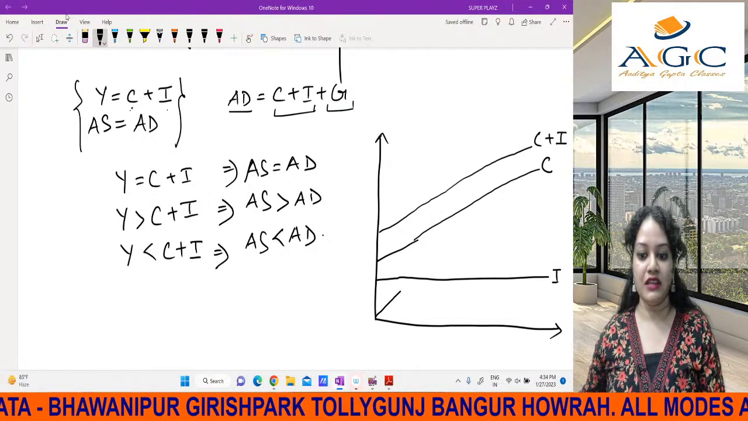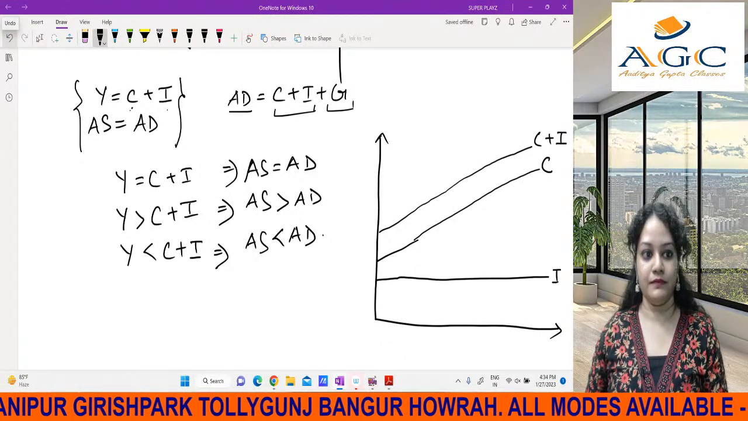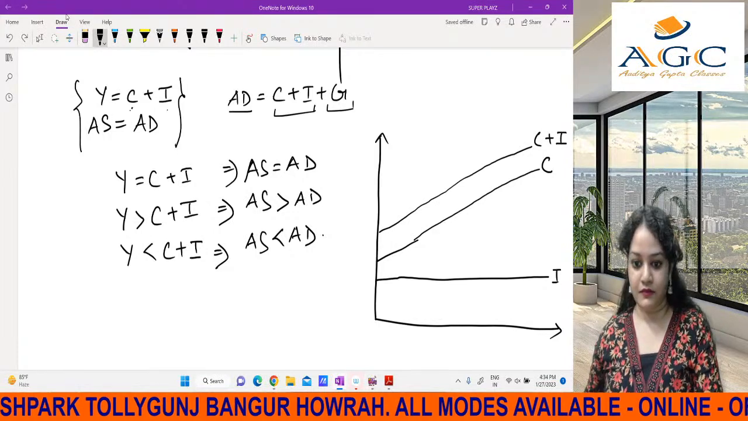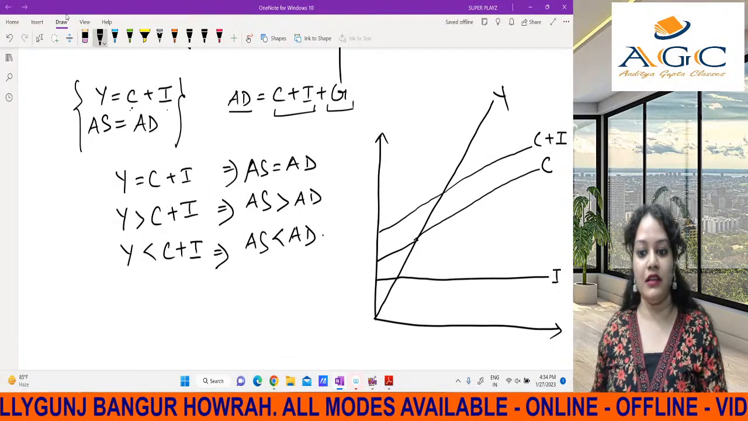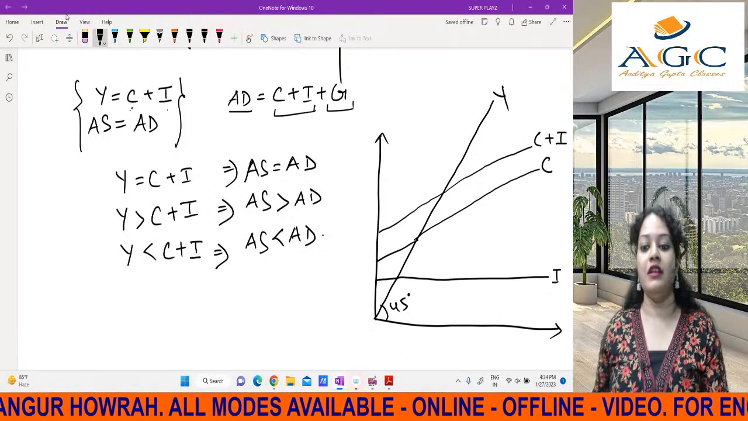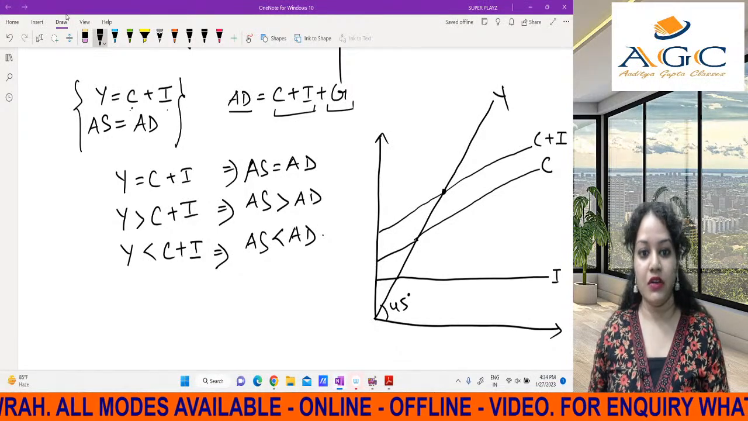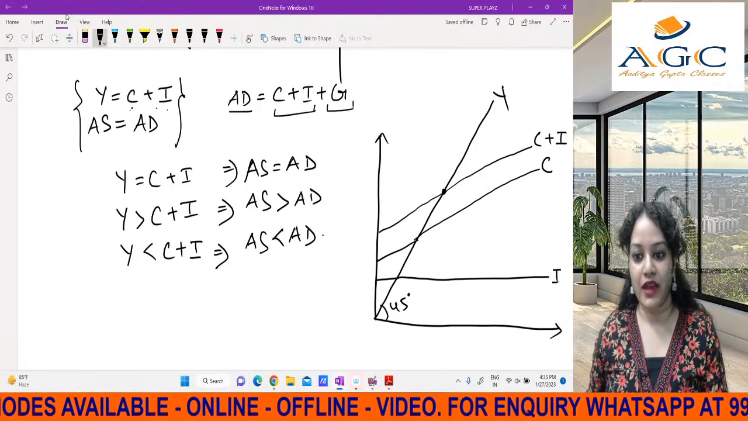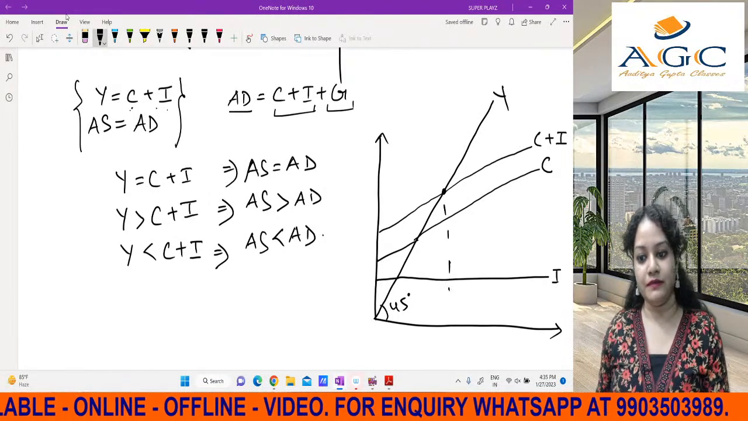Now the last thing that we have to draw is our income line, which is a 45-degree line, and you have to mention the 45-degree here. Now see what is happening. Where is the equilibrium point meeting here? What is our equilibrium condition? Y is equal to C plus I. So at the point where y is cutting c plus I, that would be our equilibrium point, right?